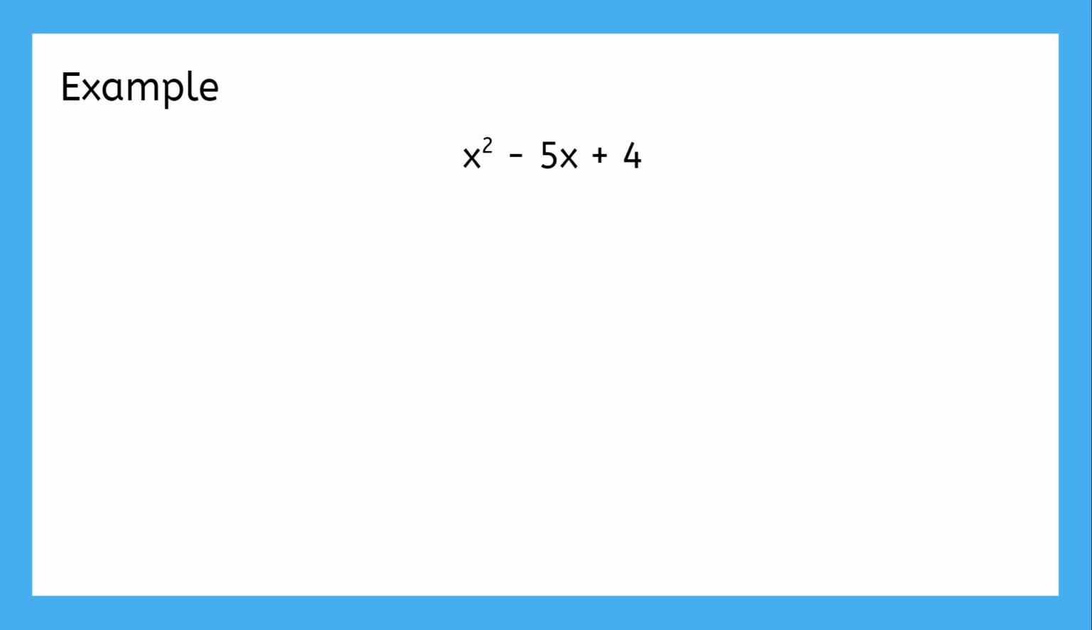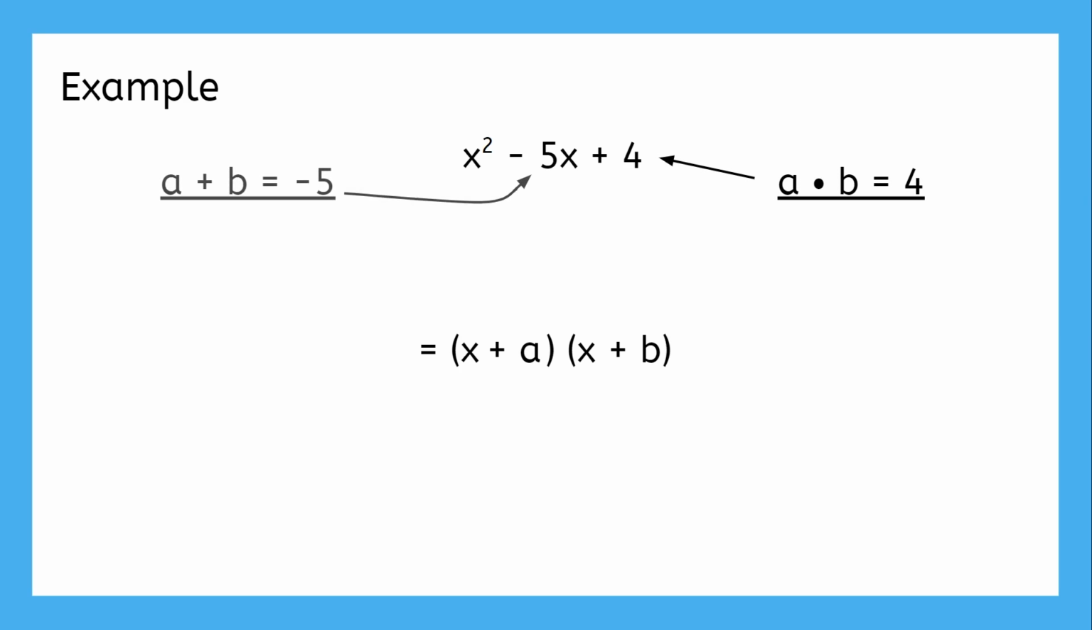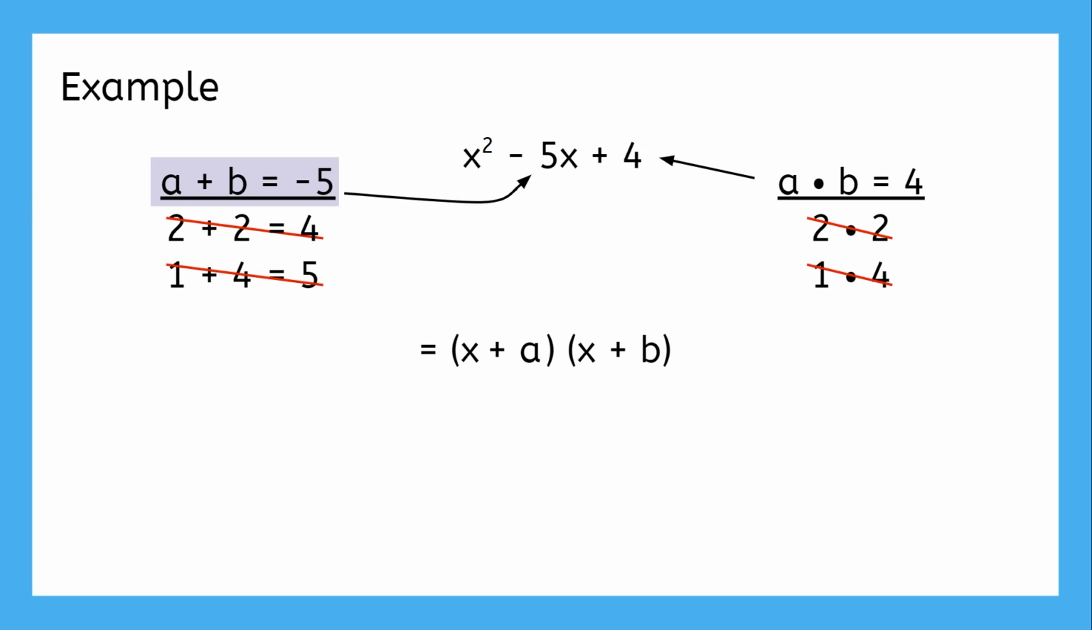Here's another one. x squared minus 5x plus 4. We already know how this goes now. We find the two numbers that multiply to make 4 and add together to make negative 5. It's like a riddle. So what integers multiply to make 4? 2 times 2 and 1 times 4. Now we just have to see which of these combinations adds together to make negative 5. 2 plus 2? Nah, that just makes positive 4. So it's got to be 1 and 4, which makes positive 5.